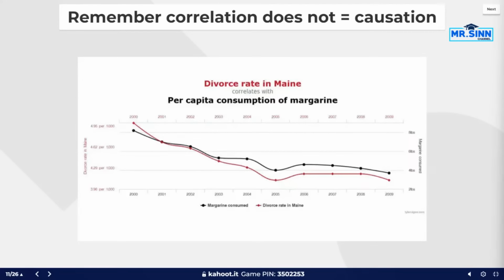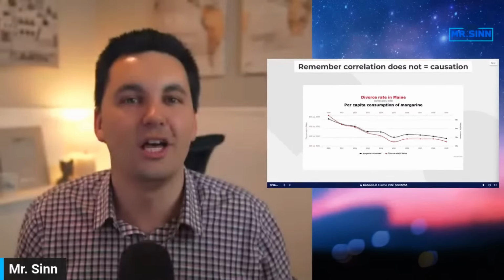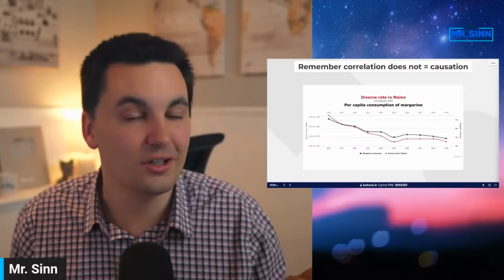Like right here, there is a correlation between the divorce rate in Maine and the per capita consumption of margarine. This does not mean if you are eating margarine, you're going to get a divorce, or if you get divorced, you're going to have margarine. But we can see there's a correlation. So just always remember that correlation and causation do not go together.